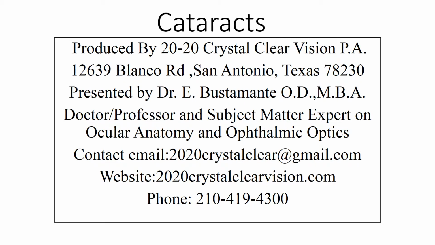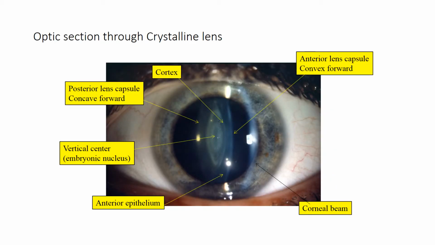210-419-4300. Let's get started. Today we're going to be talking about cataracts, how they form, and exactly where they're located. Here you will see, through the pupil, which is that dark area in the center, the cortex and the anterior lens capsule. This is the crystal lens. It kind of looks like the universe, and I'll show you a picture of that at the very end.